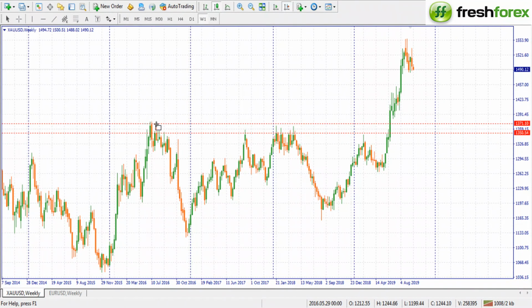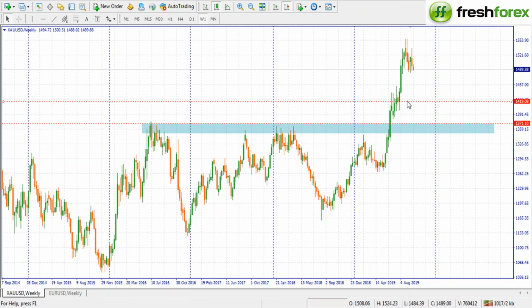As it is now, we are likely to see some sellers. I don't recommend you look for a buy now. Hold on to a sell up to the moment when price hits this level or when price comes back to this level here.